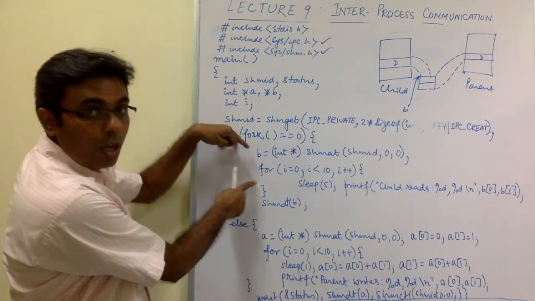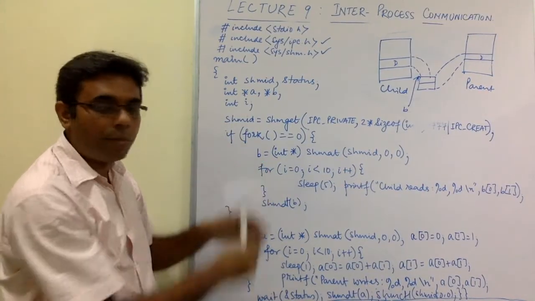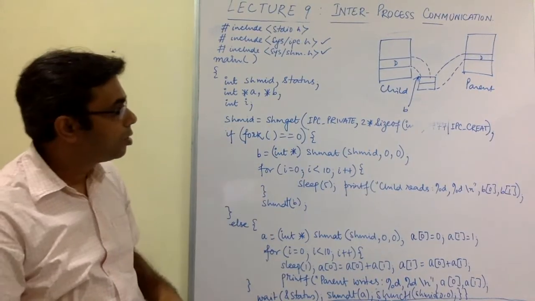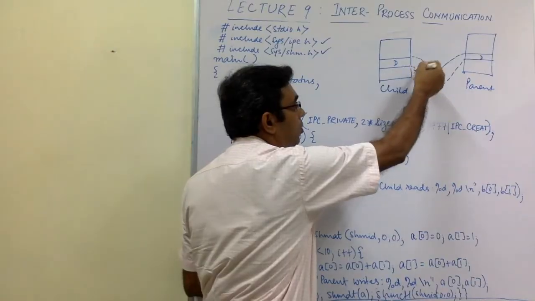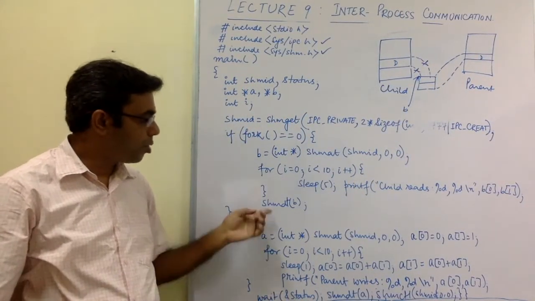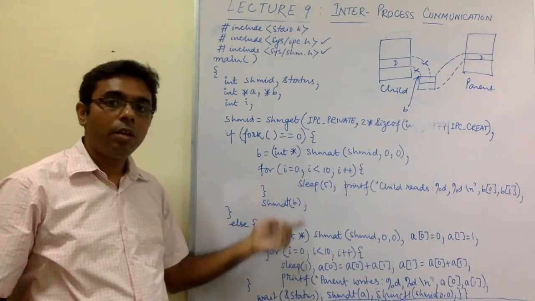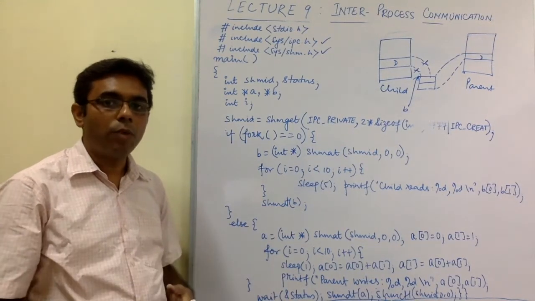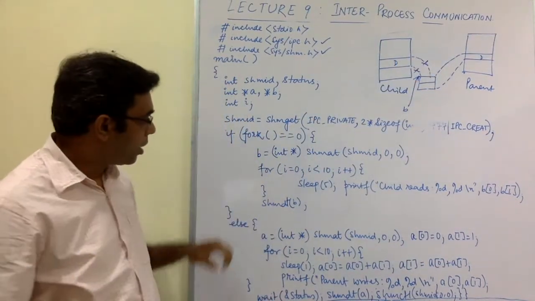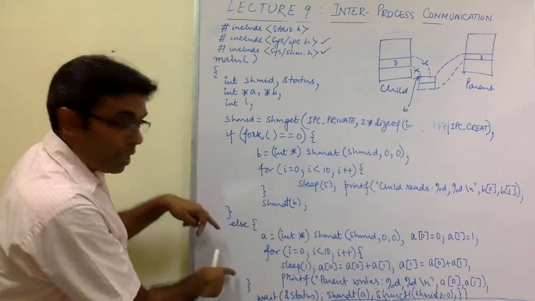That's what we are expected to do in the child process. And once you are done, you will be detaching this part from the child, and that is done by using the system call SHMDT. You pass the value of B to that, and it detaches the segment that has been attached. Okay. Now, what if we are in the parent process?